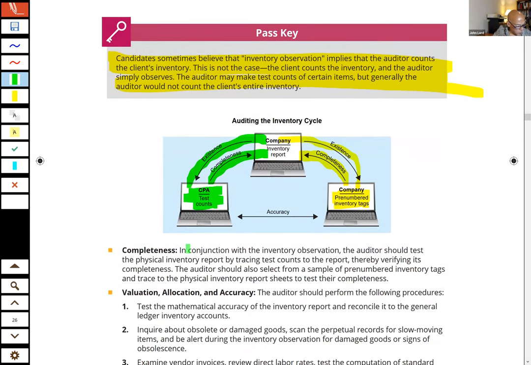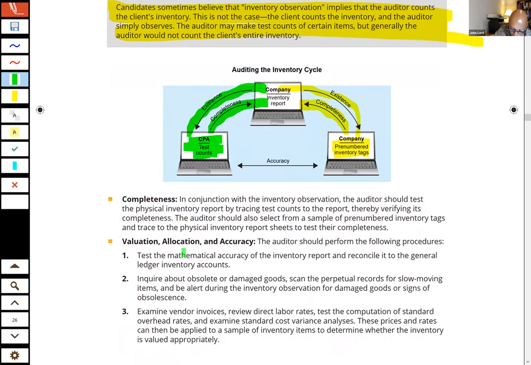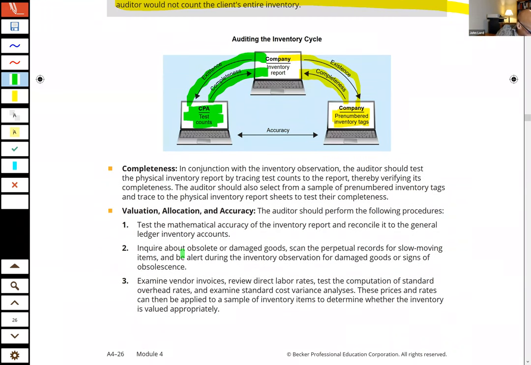Okay, good. You come over and basically what they just showed us on the graph is what they're saying down here, but let's just go ahead and flashcard it here. We go to the test counts to the report, verifying the completeness. And then the auditor should also select a sample of pre-numbered inventory tags and take those back to the inventory report sheets, I should say.